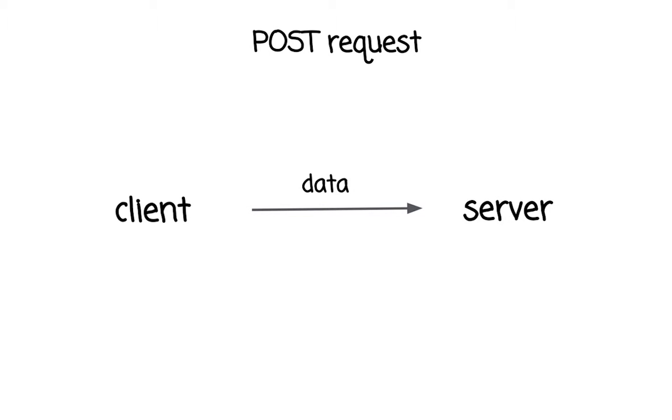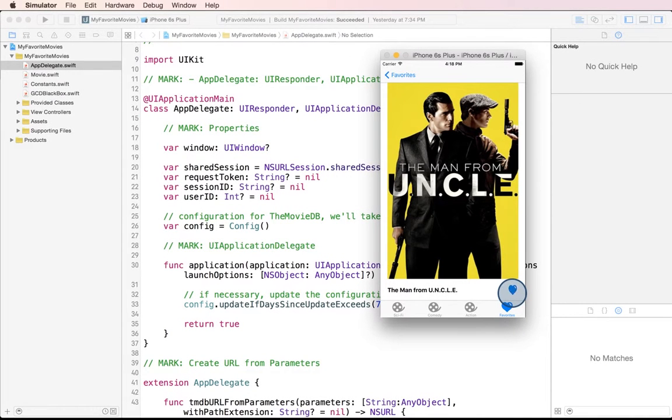A POST request, as you may recall, is a request where the client submits data to a web server for processing. The data that's sent is enclosed in the message body of the request, which can then be processed to a specified resource. We'll use a POST request to favorite or unfavorite a movie in the favorite movies list of our app.